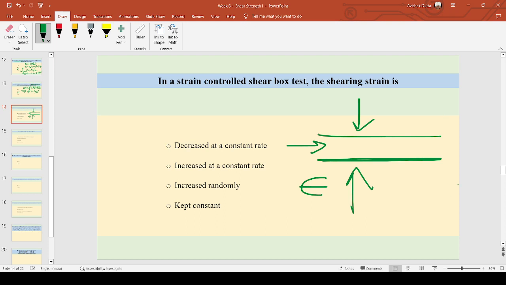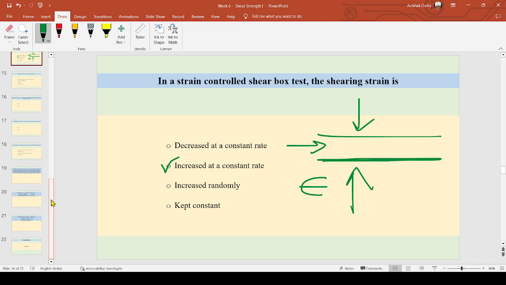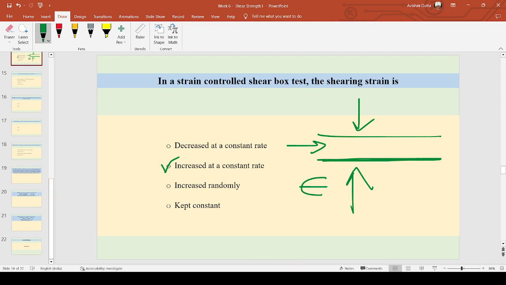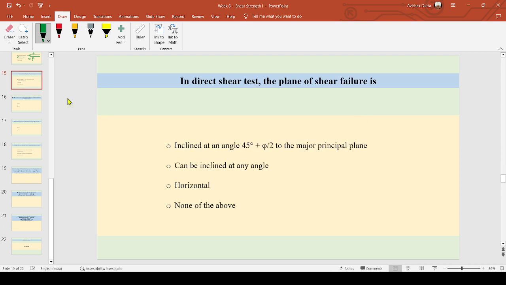So, in a strain controlled shear box test, the shearing strain is increased at a constant rate for causing shear failure in the soil sample under consideration. So, the second option is the correct one. The shearing strain is increased at a constant rate. I hope it is clear. Okay. Next question.